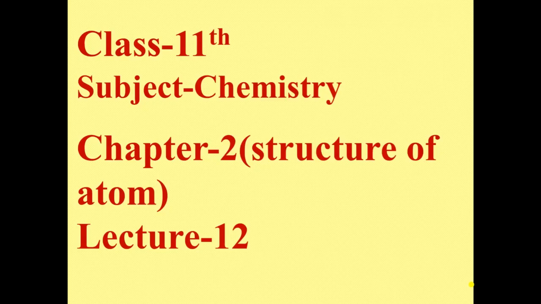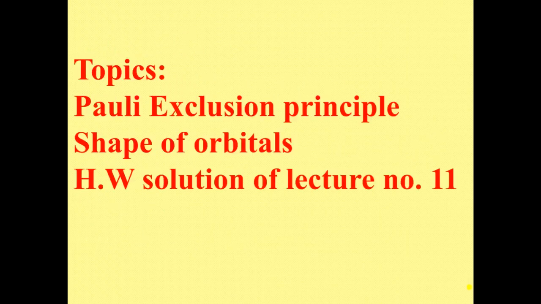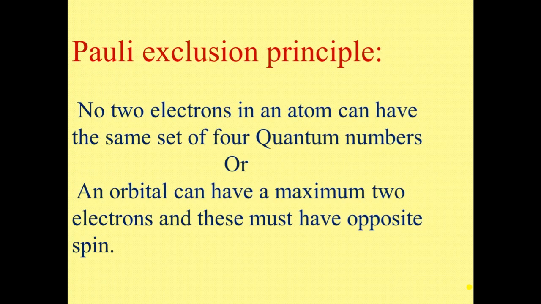Good morning, students. This is class 11, subject chemistry, chapter 2, structure of atom, lecture number 12. So the topics of today's lecture are Pauli exclusion principle, shape of orbitals, and in the last we will discuss the homework solution of lecture number 11. So we will begin with the Pauli exclusion principle.